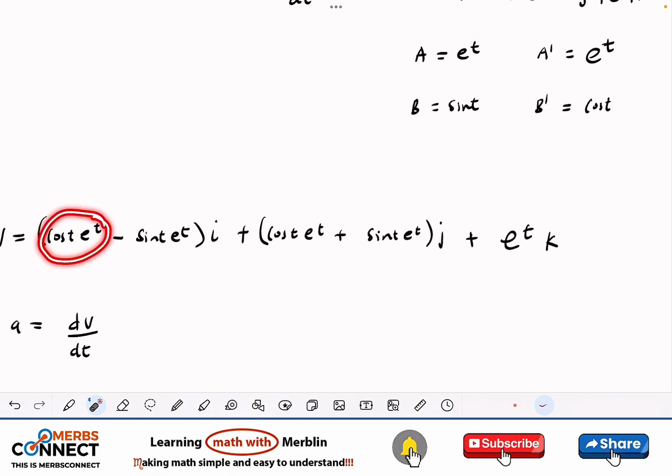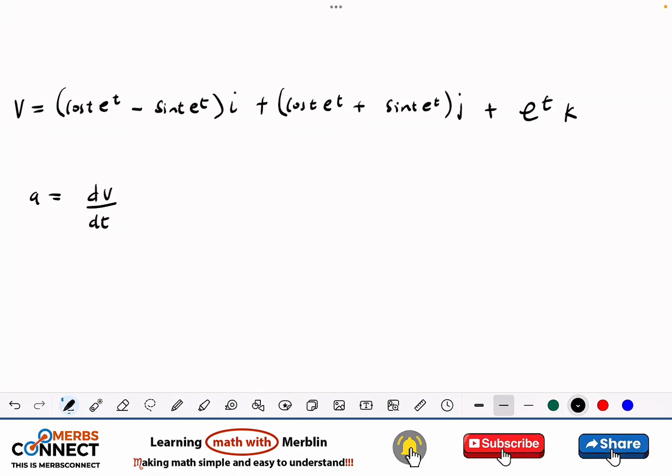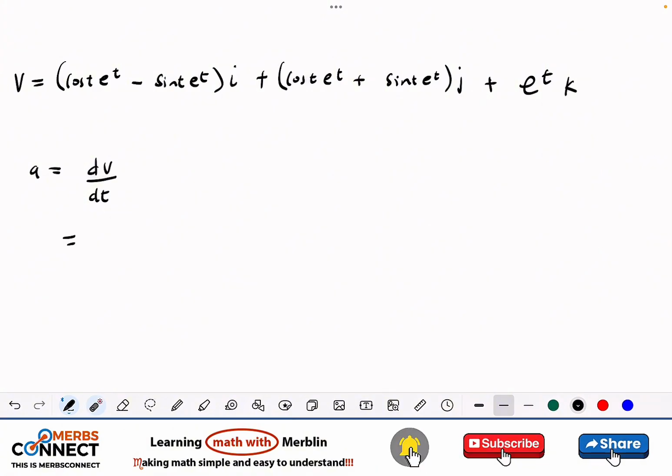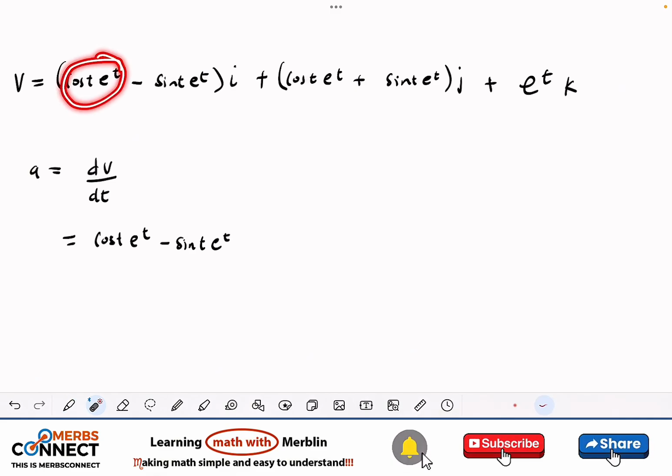If I'm dealing with cos, I'll just do them straight away. So the first component here, this is what you are going to get. I maintain cos, differentiate e to the power t, and I'm going to have e to the power t plus, then I maintain e to the power t and differentiate cos, which is going to give us minus sine. So this is one component. Maintain cos, differentiate e to the power t, maintain e to the power t, differentiate cos.